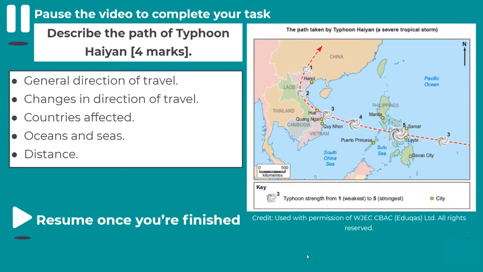So let's now have a go at completing this task. Describe the path of Typhoon Haiyan, 4 marks. We're going to use the advice we've just been talking about to ensure that our answer is really thorough and really detailed. So make sure that your answer includes general direction of travel, changes in direction of travel, countries affected, oceans and seas, and distance. Please complete the activity by pausing the video now and then resuming the video when you're ready to mark your work.